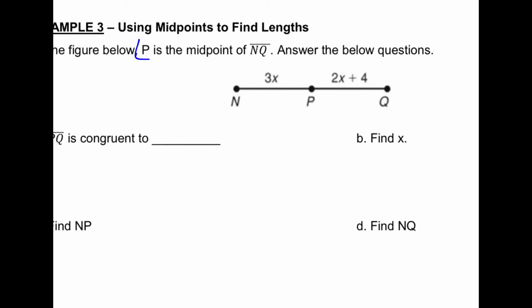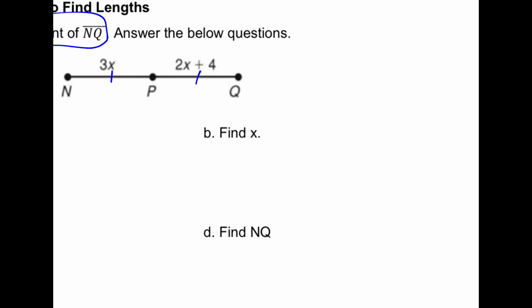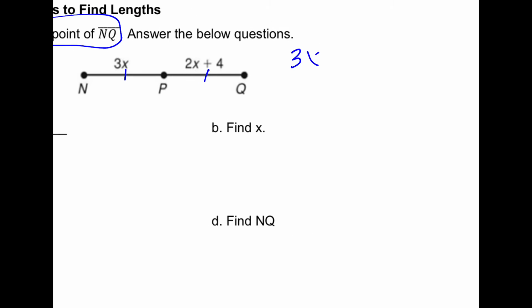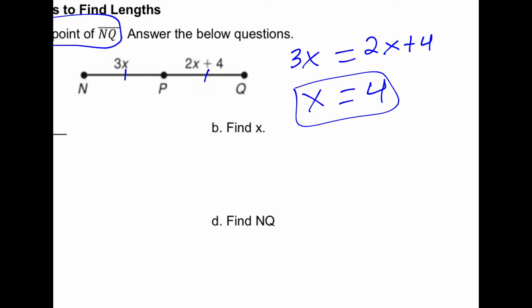If they tell us that P is the midpoint of a segment, that means these two distances are equal to each other. We don't know necessarily what they are, but we know they're equal. So you can write it out like this. 3x is equal to 2x plus 4. If I subtract 2x from both sides, I get that x is equal to 4. So if they ask you to find x, there's your answer.